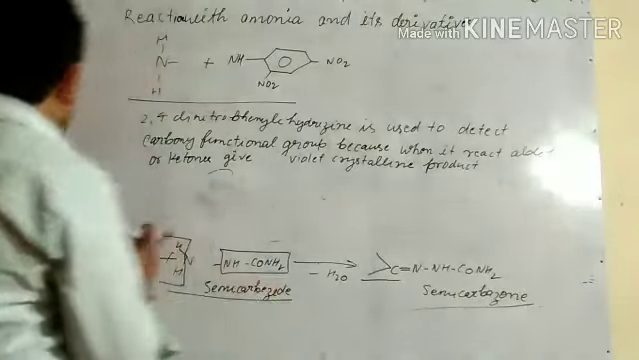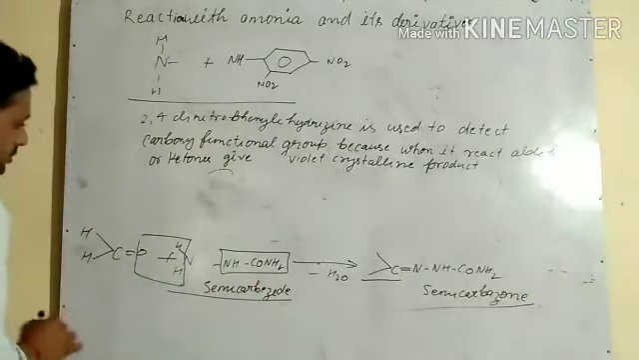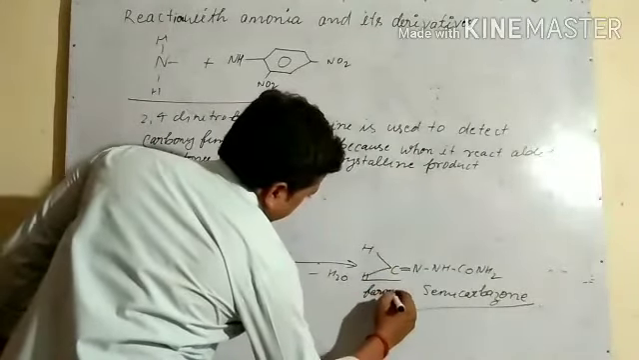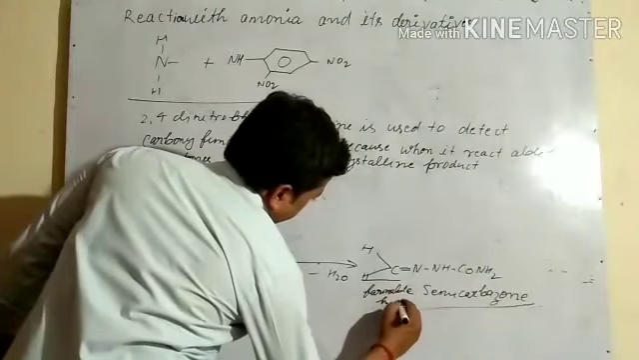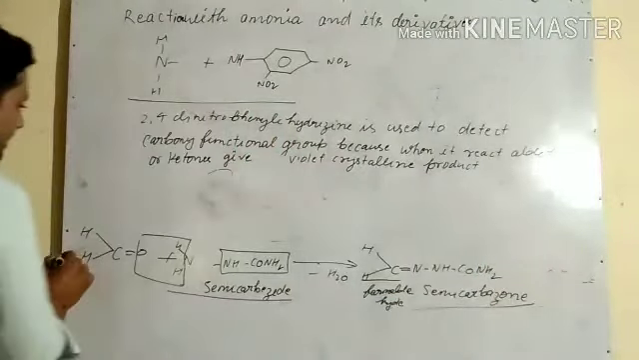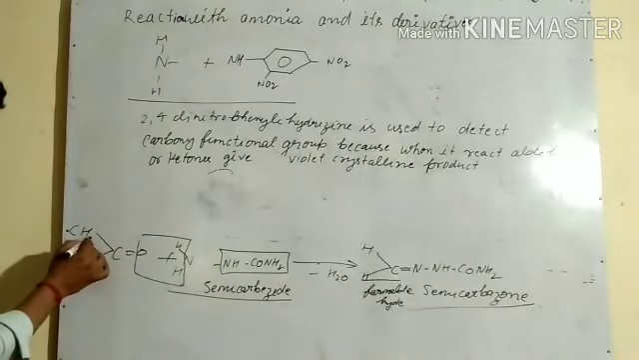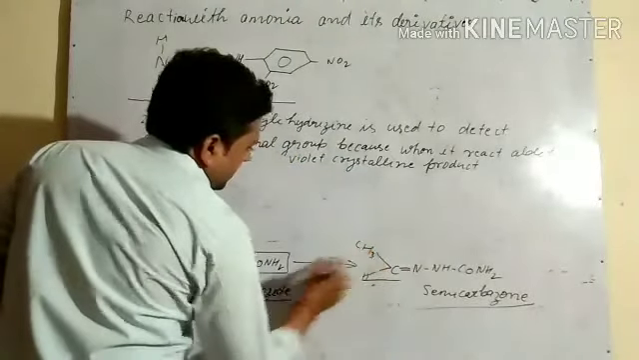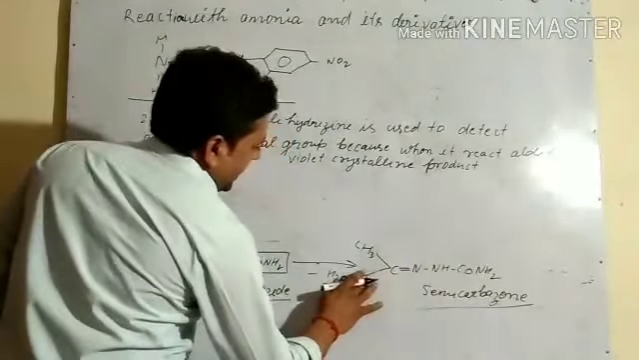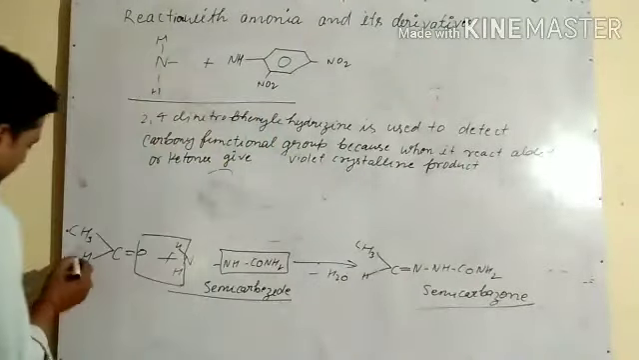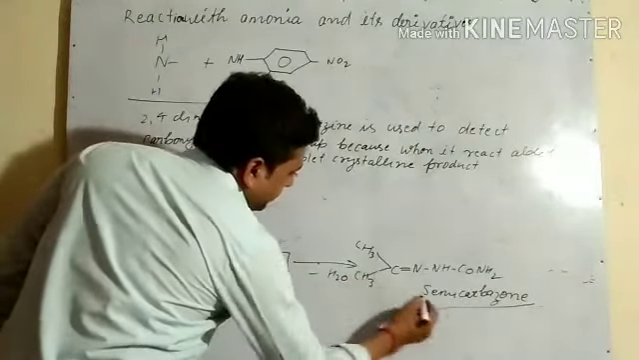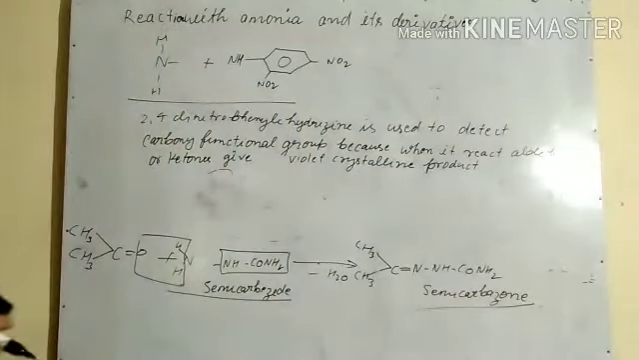Okay, so if we are taking aldehyde, the product will be formaldehyde semi-carbazone. If we have taken acetaldehyde, this is the acetaldehyde. So what will be the product? Acetaldehyde semi-carbazone. If we have taken ketone, this is ketone. So what will be the product? Ketone semi-carbazone. So different products we got here.